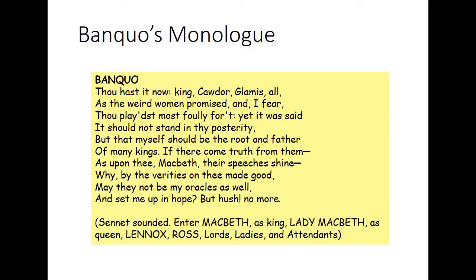So, he starts, "Thou hast it now, King, Cawdor, Glamis, all." Opening line, quite simple. Think about it. Who's he talking about? Who has it all now? Who is now king? Who is Cawdor? Who is Glamis? Who's gone through that transition and that change? Make that note. "As the weird women promised." Who are the weird women? What's he referring to there?